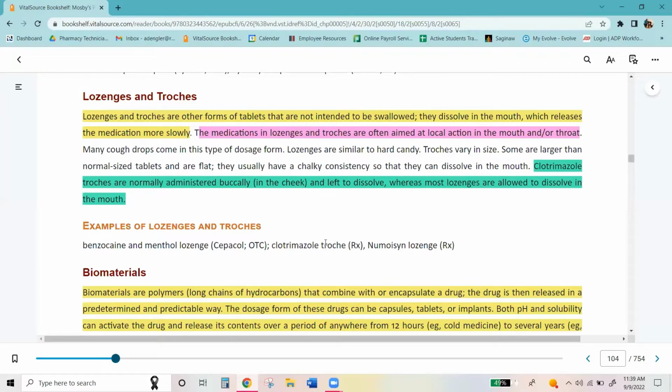Clotrimazole troches, probably the ones you're going to see the most, are normally administered buccally in the cheek and left to dissolve, whereas most lozenges are allowed to dissolve in the mouth.